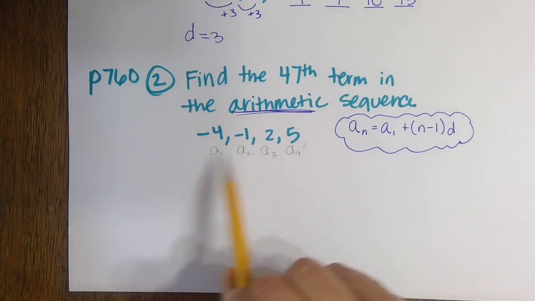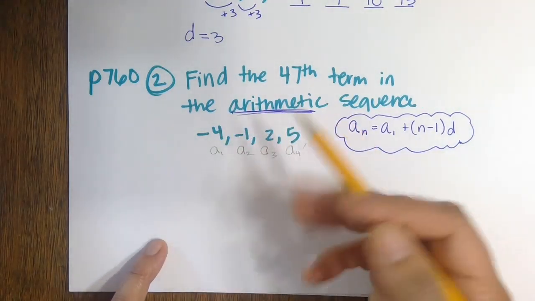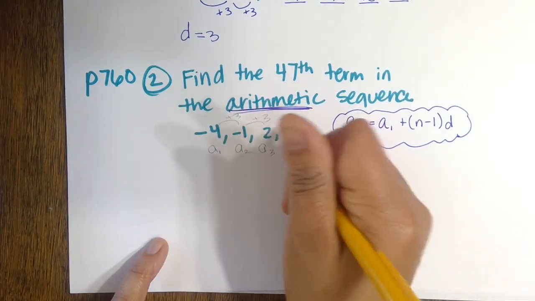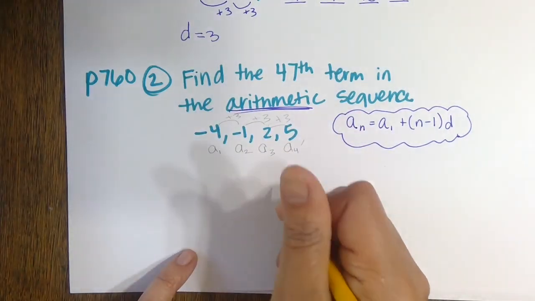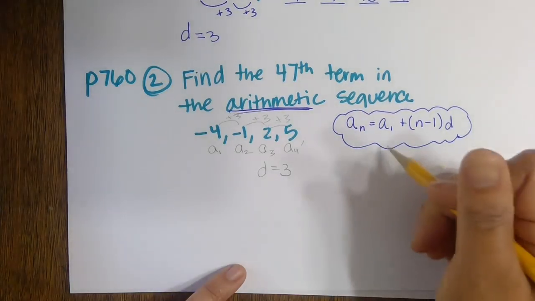First thing you want to do is figure out, how is this pattern growing? It looks like it's growing by 3 every time. And you do want to check a couple of them to make sure that is correct. So the 3 is the d value. So your common difference is 3. Then we're just going to plug these in.